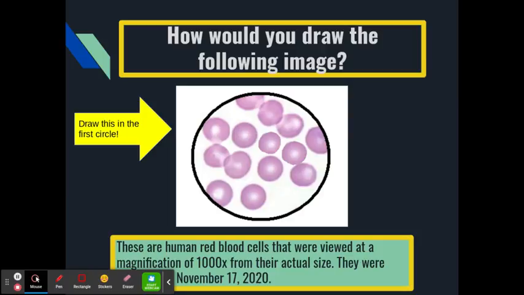All right, so what you're going to do in one of your first circles on the second page, you're going to draw these red blood cells. These are human red blood cells, so that's the title. It tells you that they were viewed at a magnification of 1,000 times. That's your magnification. They were observed on November 17, 2020. So there's your date. As far as labeling, you don't have to worry about labeling the parts. We have not learned these parts yet. Just draw what you see, how you see it.